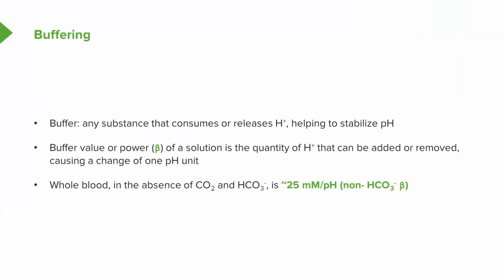So the buffering power of whole blood is right around 25 millimolar per unit of pH, and this is even without bicarb present. So we always have to account for the buffering capabilities of the blood when we are discussing alkalemias and acidemias.